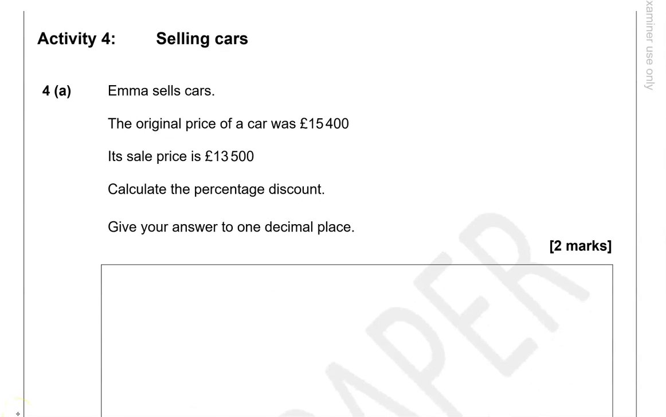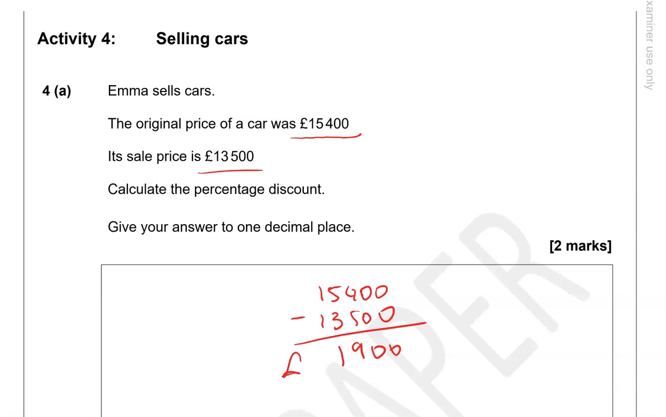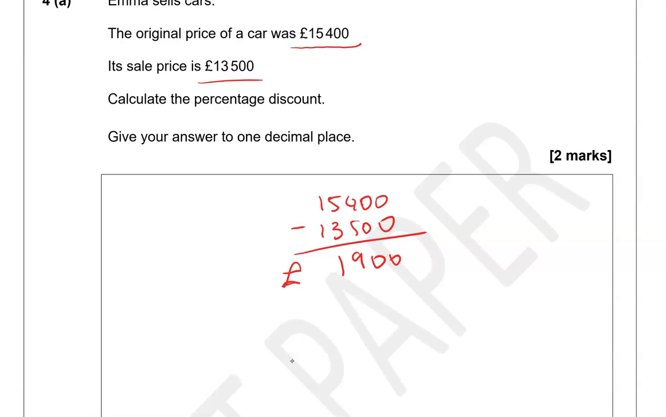Activity 4, selling cars. Emma sells cars. The original price of a car was £15,400. Its sale price is £13,500. Calculate the percentage discount. Give your answer to one decimal place. So from the 100% amount, which was £15,400, it's gone to £13,500. So the difference is £1,900. So 1,900 out of the original price, which was 15,400.